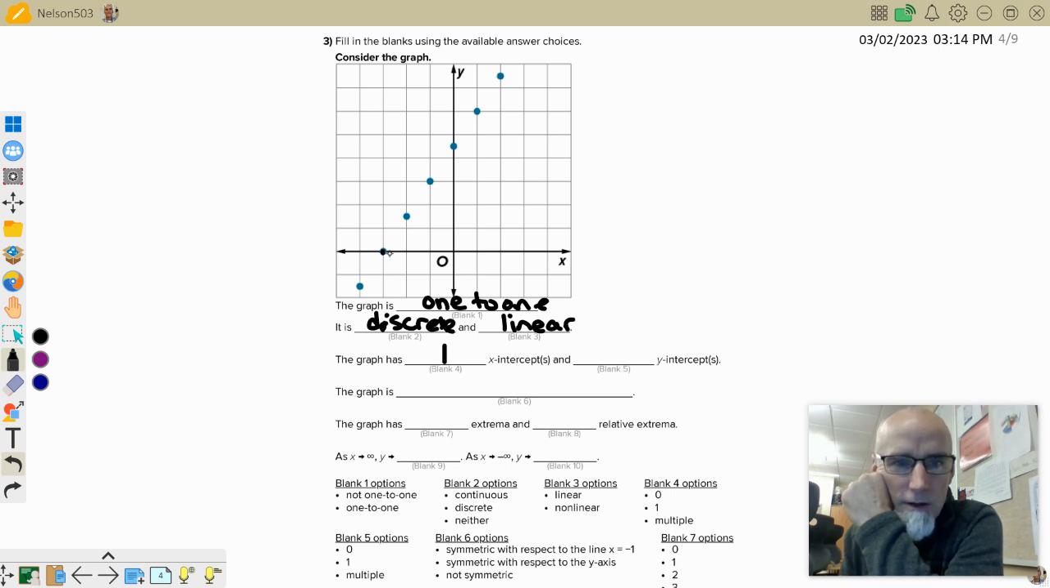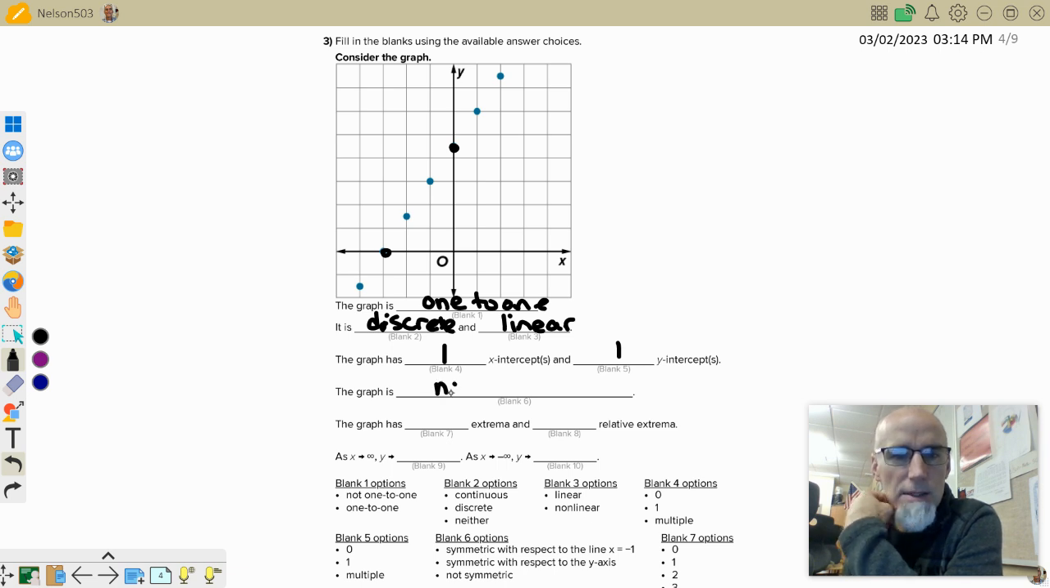The graph has, let's see, one x-intercept. Here it is right here. And it has one y-intercept. There it is right there. The graph is symmetric. Is it symmetric about anything? Well, it's not symmetric with a line. So I would say no, not symmetric.